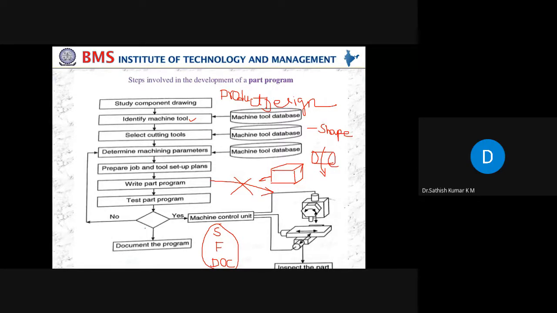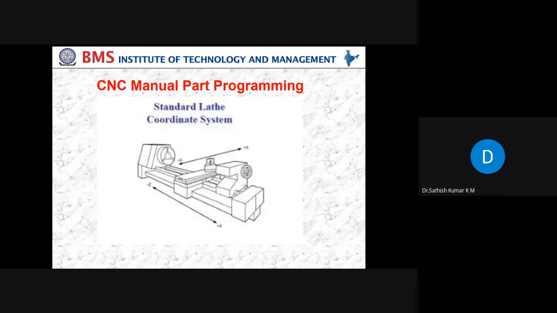After everything is completed, document the program. These are the major steps involved in the development of a part program. Once you have done this, next we'll go to the actual CNC manual part programming.